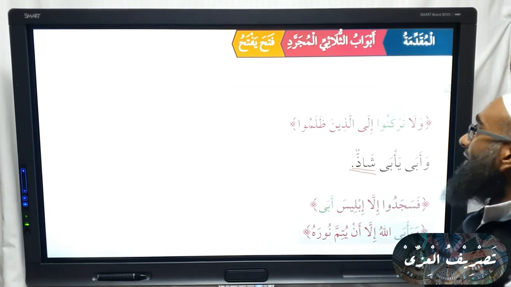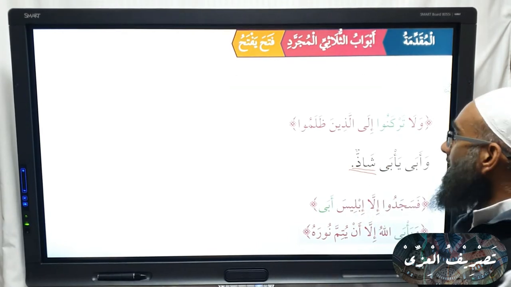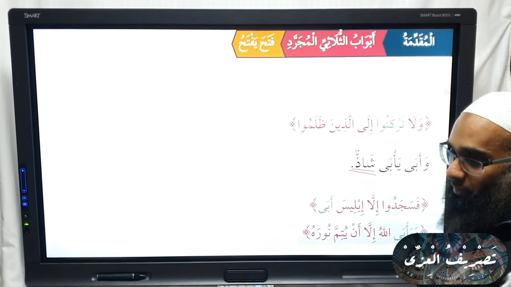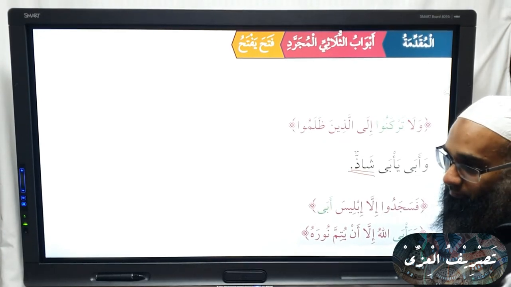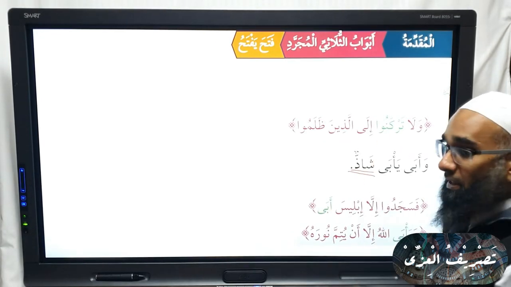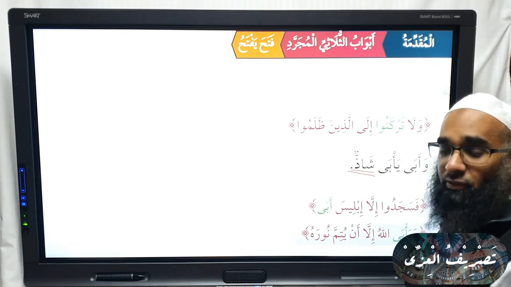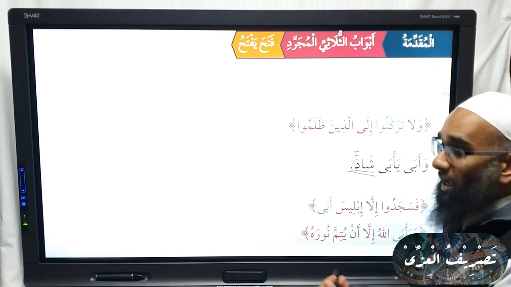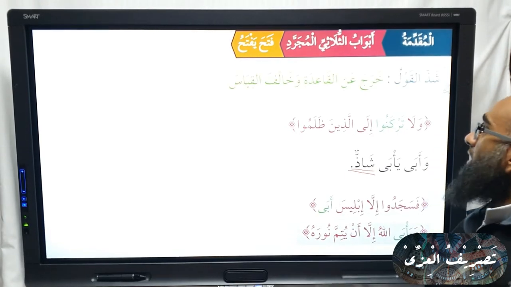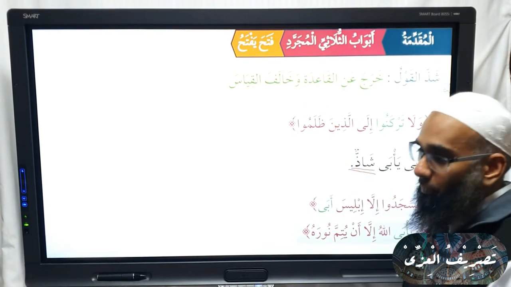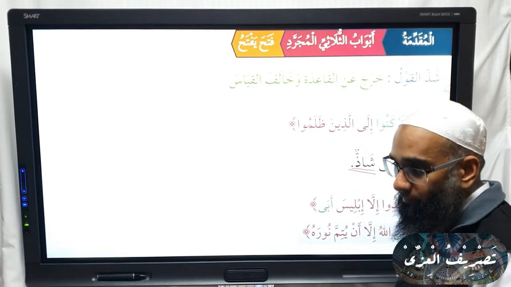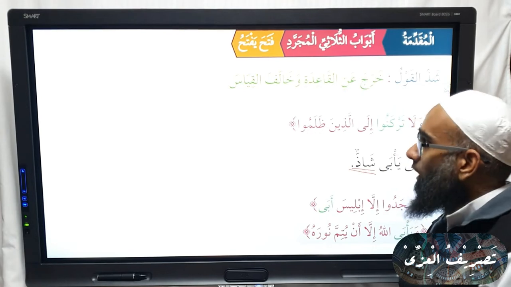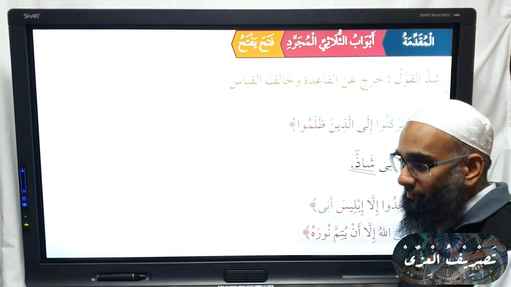Another example, la tarkanu, from rakana yarkanu. Which bab is that from? Is there a harf al-halq in the ayn kalima? No. In the lam kalima? No. So this is shaz. What does shaz mean? It is against the rule. So how can you have words in the Quran that are against the rules?